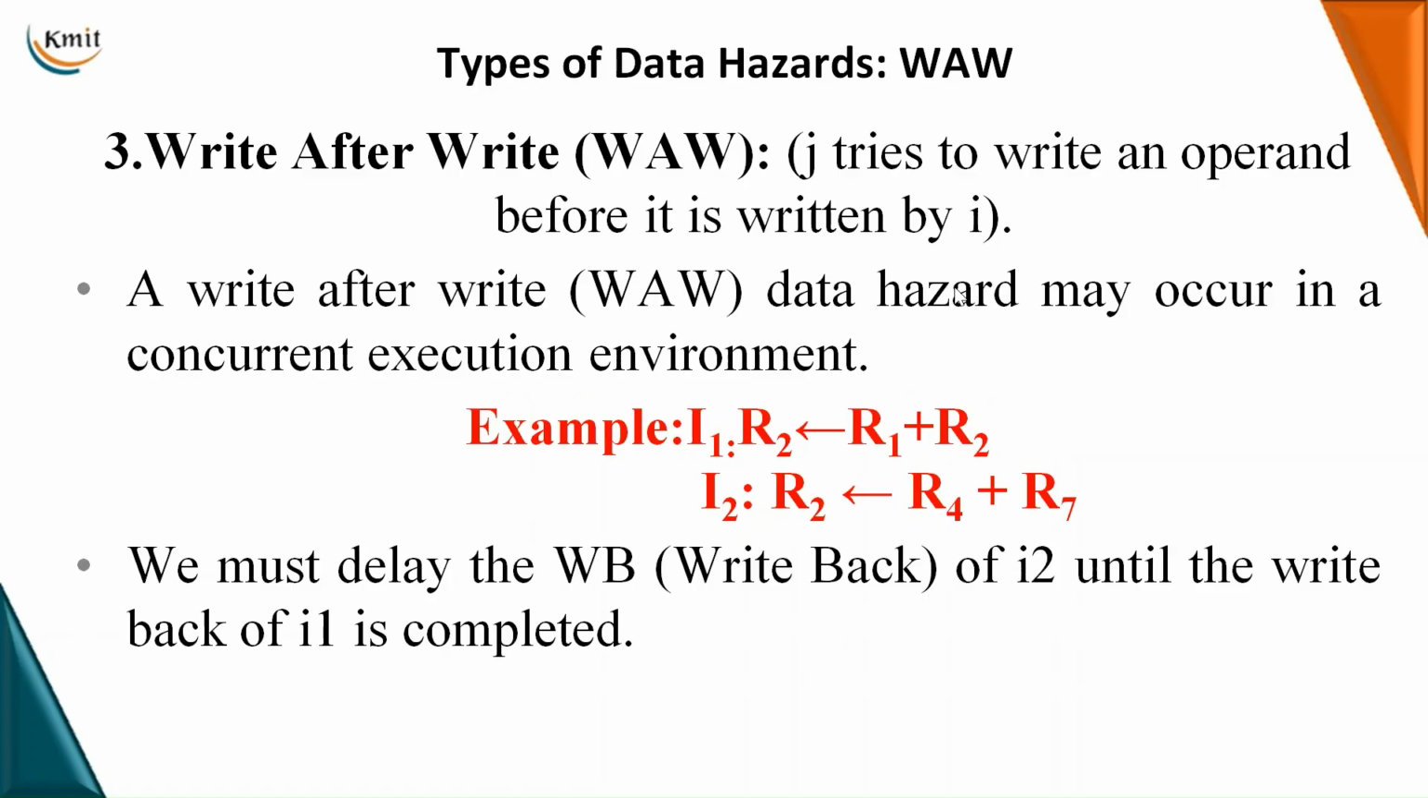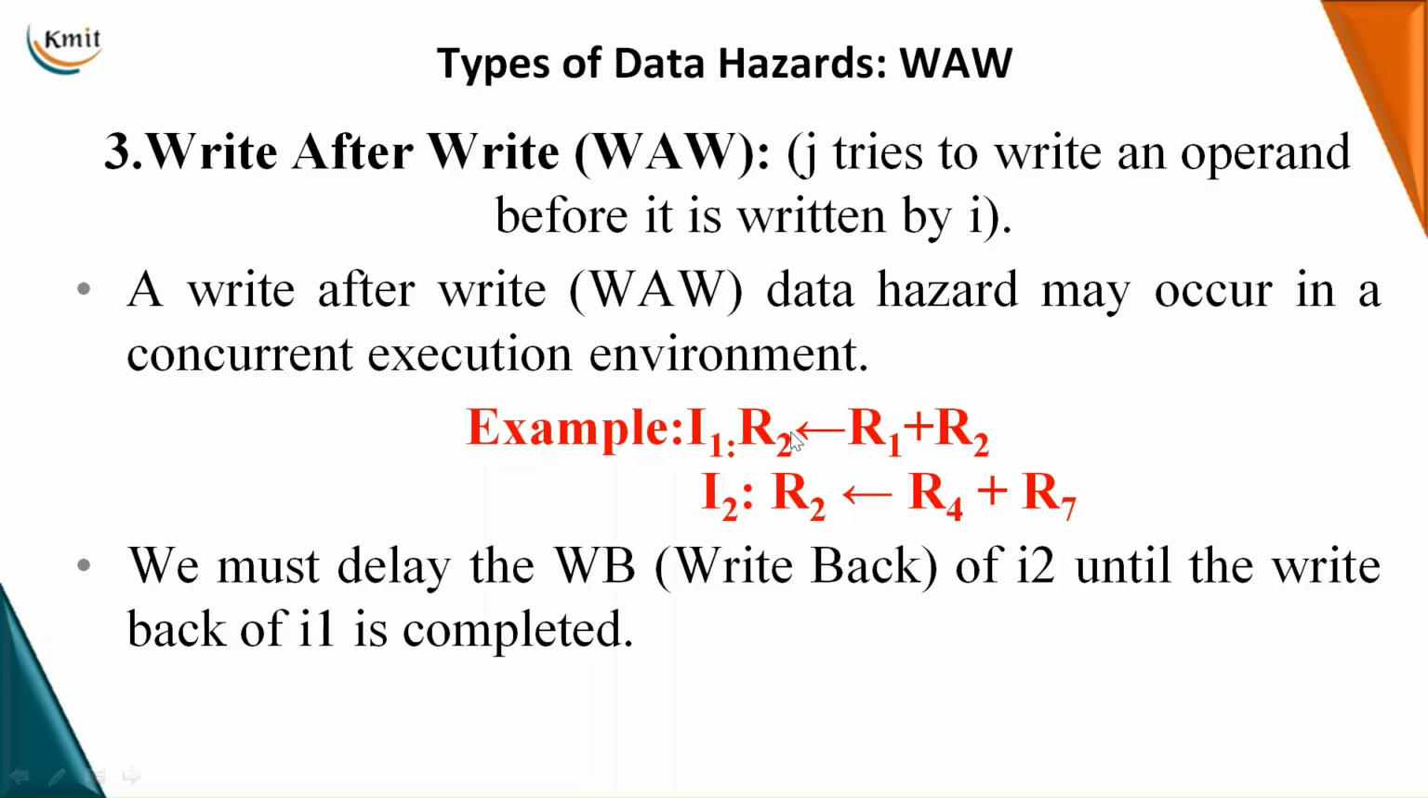The third type of data hazard situation is a write after write data hazard. In this case, for both the instructions I1 and I2, or I and J, there is only one destination register. So a write after write data hazard may occur in case of concurrent execution, where both the instructions use the same register as the destination register. Here the instruction I1 performs an addition of the contents of two registers R1 and R2 and the result is written into R2. Similarly, I2 will perform the addition of the contents of R4 and R7 and the result is written into R2. In both cases R2 is the destination register.